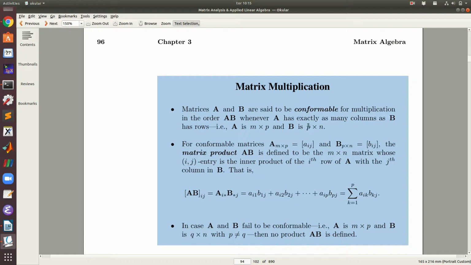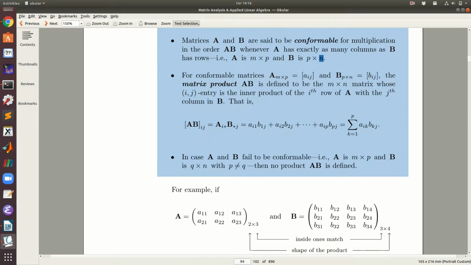If this is not so, then it is not going to be possible, because remember we are taking the standard inner products. We check that this is equal to this, so it is conformable, and then the result of AB is going to be of order M by N. So that is what we have here. I think that is all they are describing here.